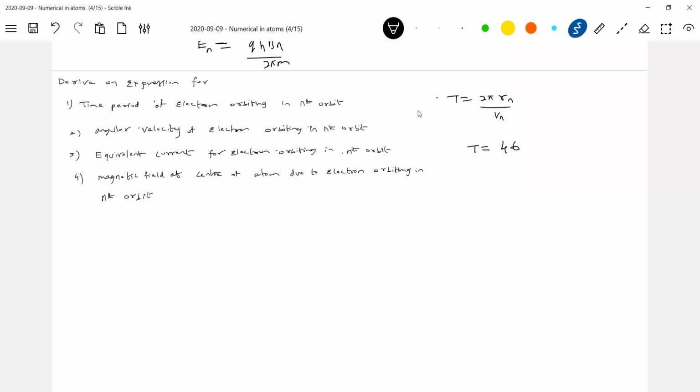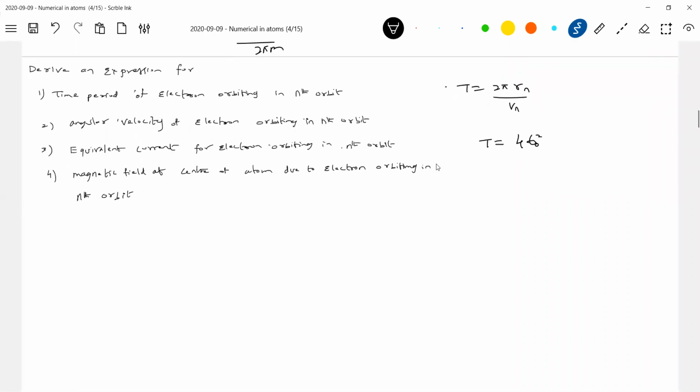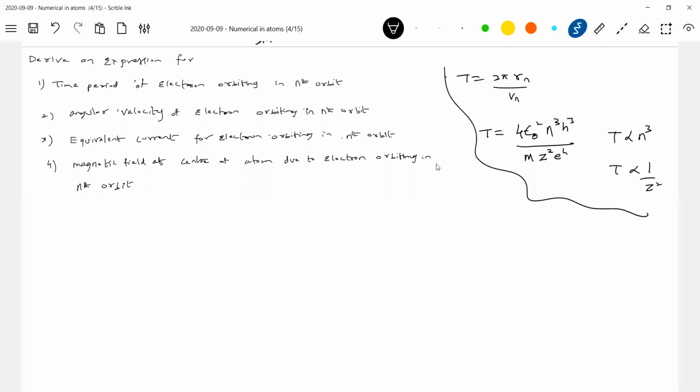T equals 4 epsilon naught squared n cube h cube by m Z square e to the power 4. These are very important because somewhere in the numericals, this data will help us a lot. The time period is proportional to n cube and inversely proportional to Z square. I think the remaining are all constants. So you do remember this data.